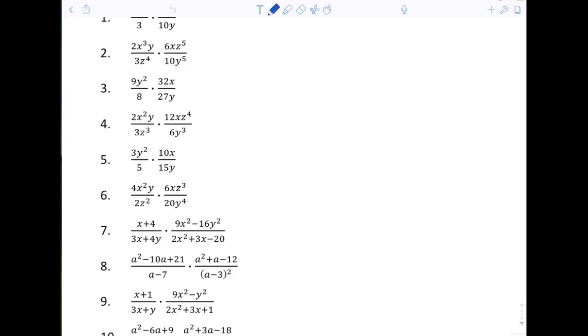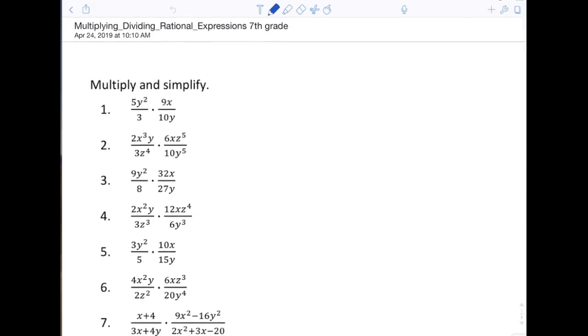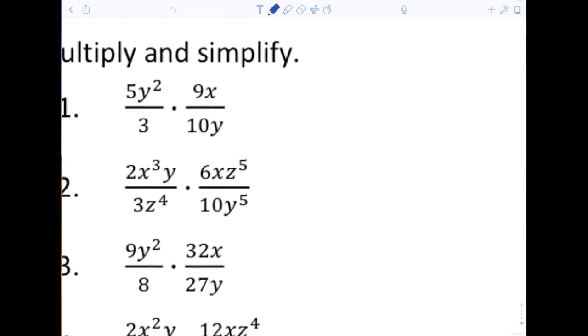What we did yesterday. Right, today is easy, all right? Because everybody knows how to multiply fractions together. And we'll just start with question number 1.